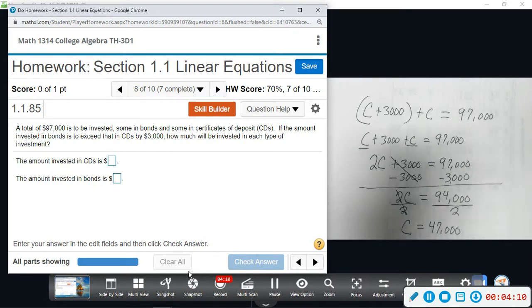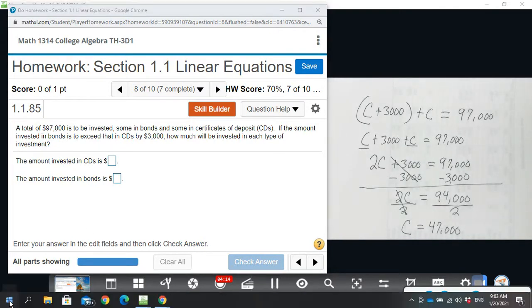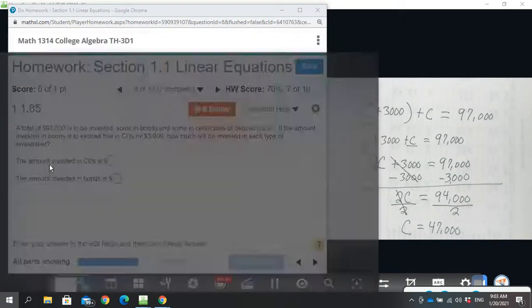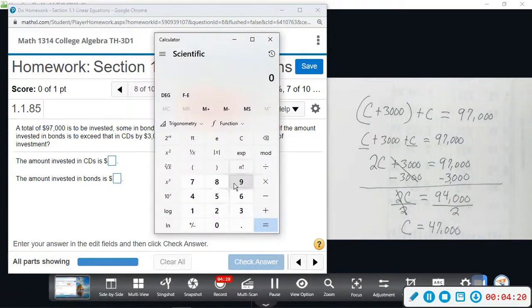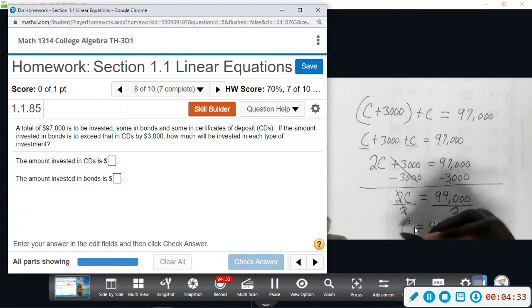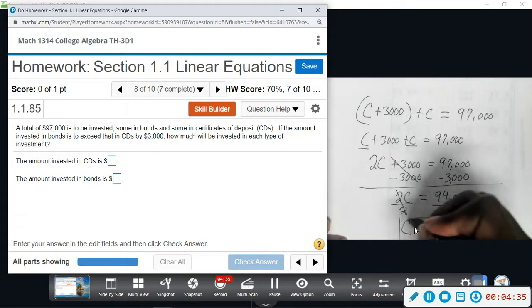And we can just double check just to be sure with our little basic calculator here. So we'll just double check and say 94,000 divided by 2. All right, so yeah, 47,000. Okay, so the CD amount is 47,000. This is how much we put in CDs.